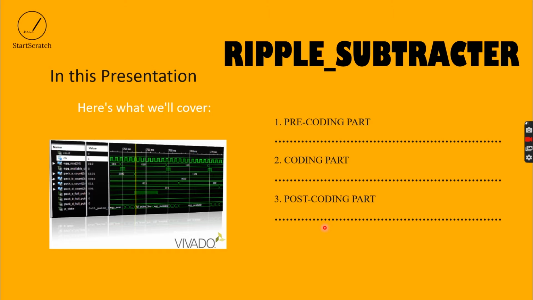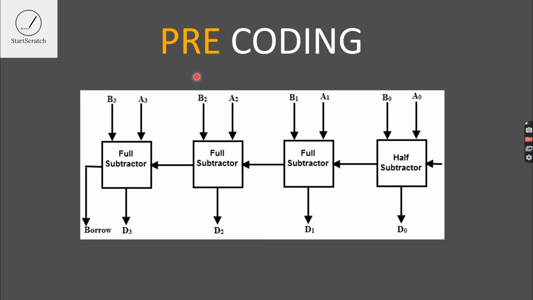In this video, you will be getting to know how the ripple subtractor works and how to design a Verilog code for it. For a better understanding, I split the video into 3 parts: the pre-coding part, the coding part and the post-coding part. Now let's move on to the pre-coding part. In the pre-coding part, you will be learning how the ripple subtractor works, and its circuit diagram.